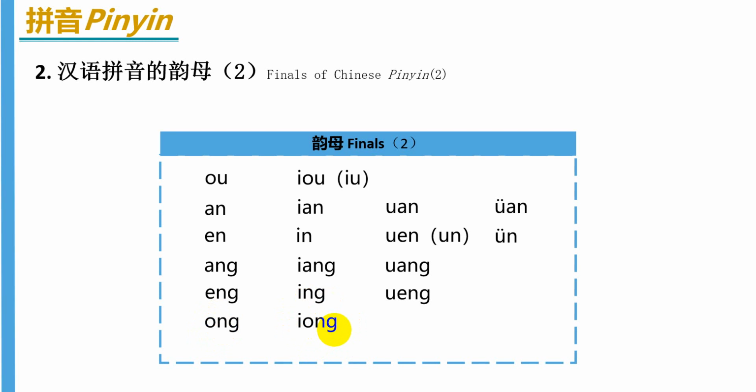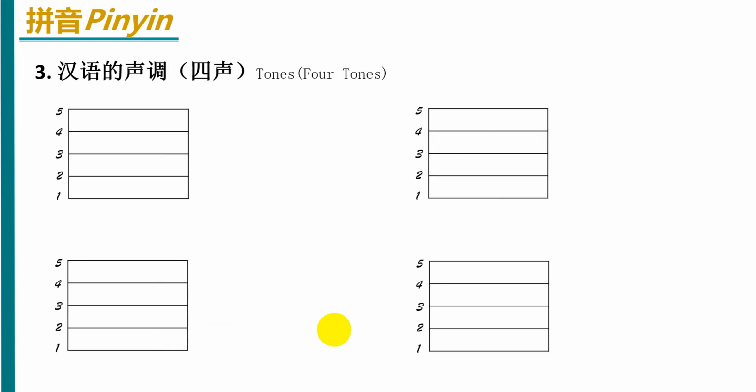Now next one is for the four tones. Did you remember the first tone? It was stable, from 5 to 5, like this one. Now try to pronounce. 妈, okay? Yeah, the syllable. 妈, ma, yes, good. Ma, mother.